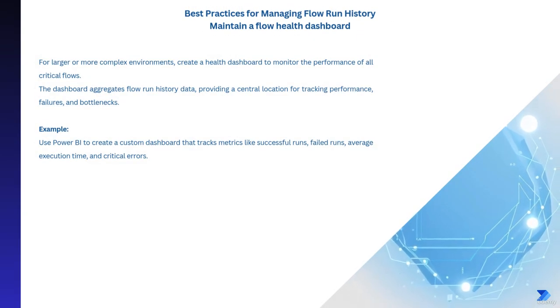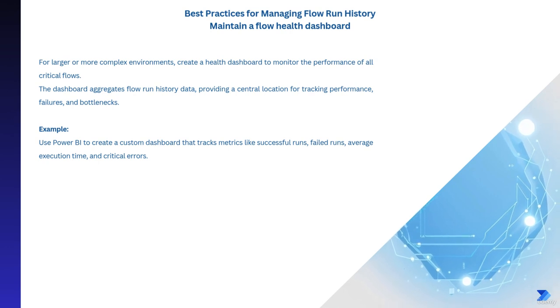Maintain a flow health dashboard. For larger or more complex environments, maintain a health dashboard to consolidate the performance of all your critical flows. This dashboard can aggregate flow run history data, providing a central location for monitoring performance, failures, and bottlenecks across the entire automation ecosystem. Example: use Power BI to create a custom dashboard that tracks metrics like the number of successful runs, failed runs, average execution time, and any critical errors across your key flows.